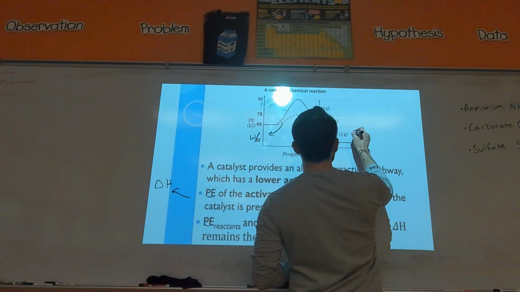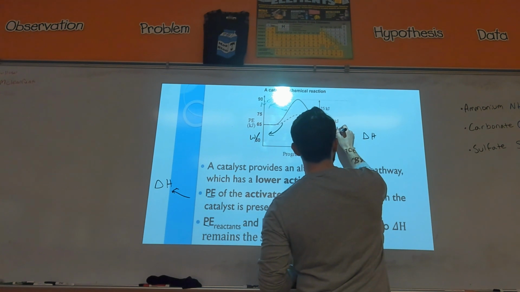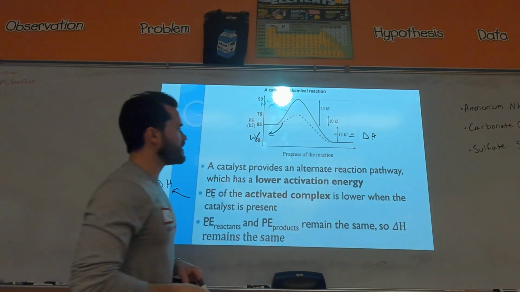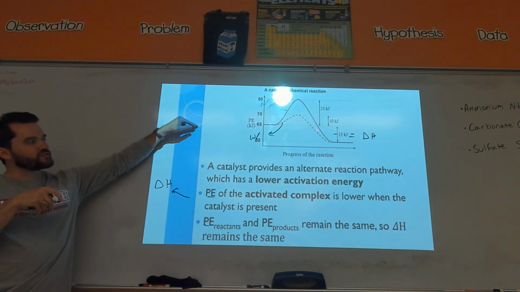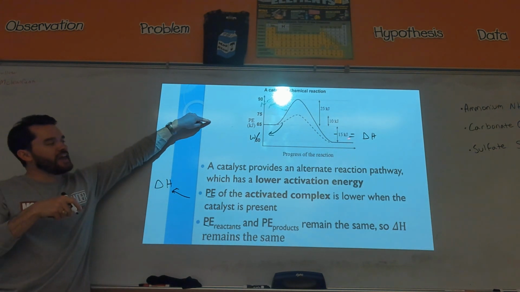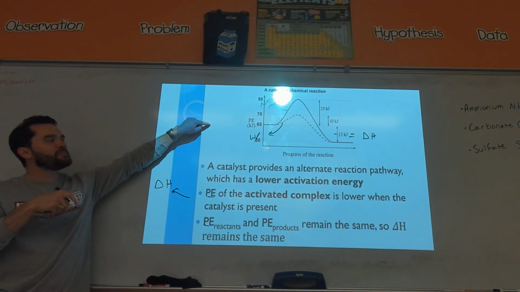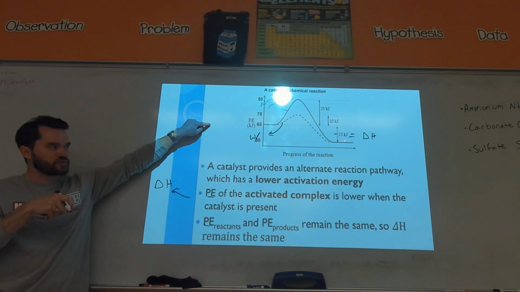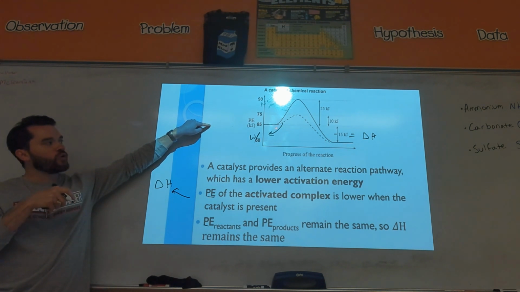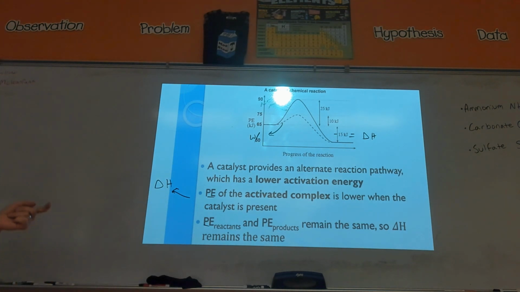Meaning the delta H here, this should be negative. The delta H is negative 15 kilojoules whether you have a catalyst or you don't have a catalyst. Meaning you end at the same spot in your products. Your products have the same potential energy, here 50 kilojoules, whether you chose to use the catalyst pathway or the non-catalyst pathway. The only difference when you use the catalyst is that you have a lower activation energy.